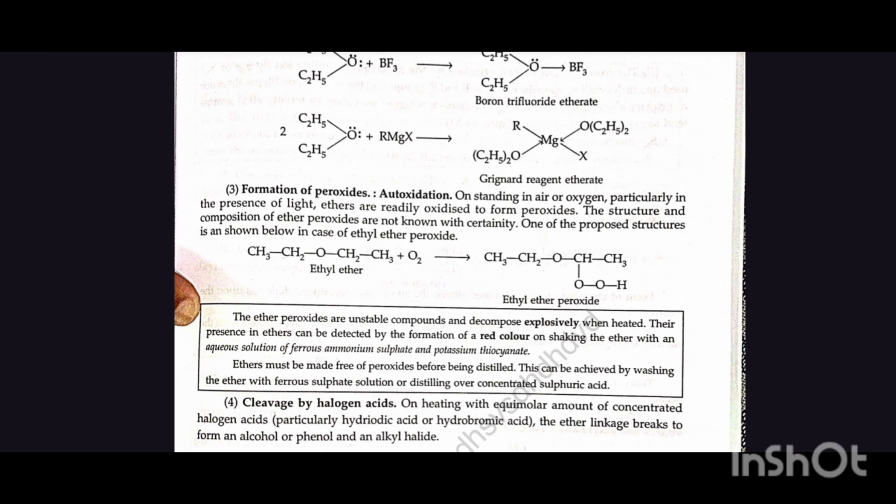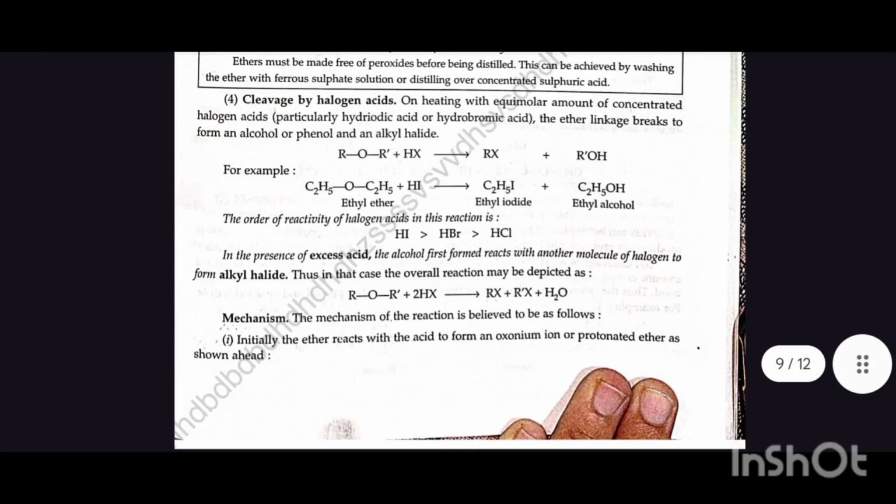Fourth, cleavage by halogen acid. On heating with an equimolar amount of concentrated halogen acid, particularly hydroiodic acid or hydrobromic acid, the ether linkage breaks to form an alcohol or phenol and alkyl halide. For example, ethyl ether gives ethyl iodide and ethyl alcohol. The reactivity order of halogen acids in the reaction is HI is more reactive than HBr than HCl.